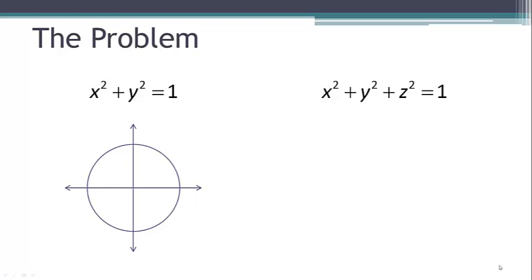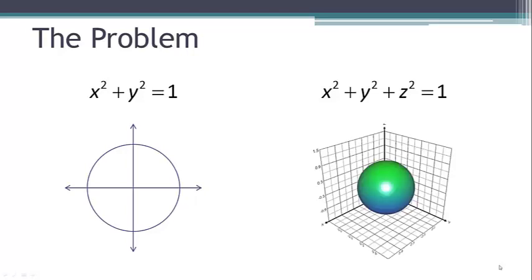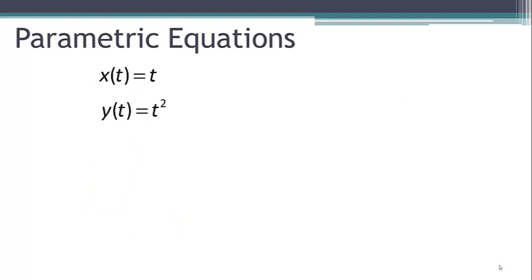Now, the problem is that when you add a variable, it takes us from a one-dimensional line to a two-dimensional surface, in this case the outer shell of the sphere, rather than a one-dimensional line moving or wrapping around in three dimensions. Now, the solution to this is what are called parametric equations.